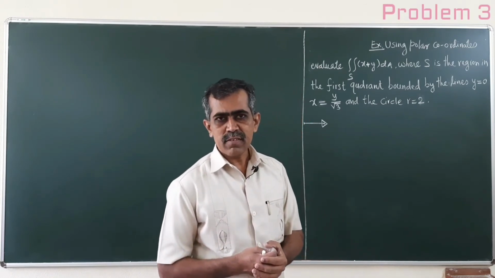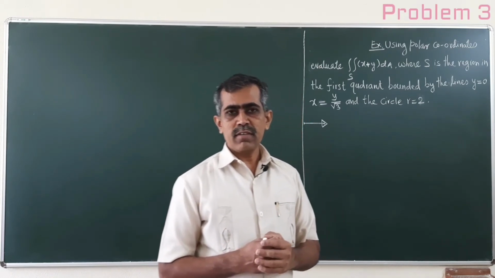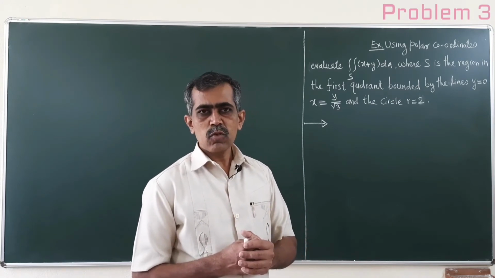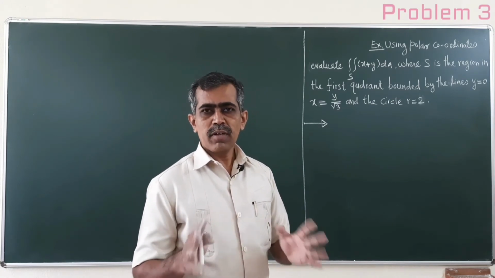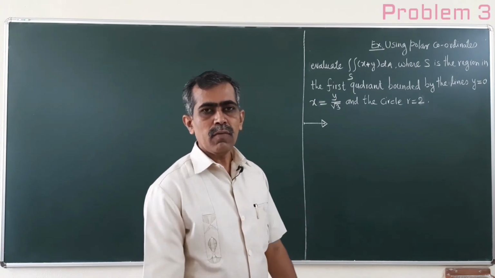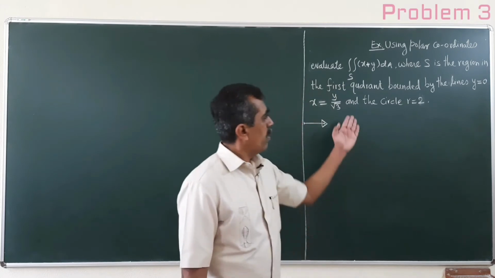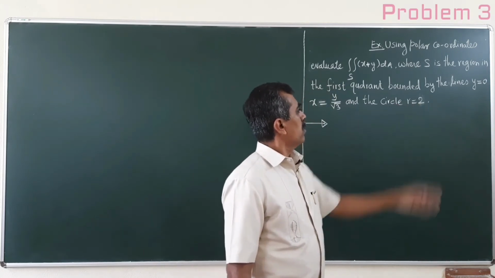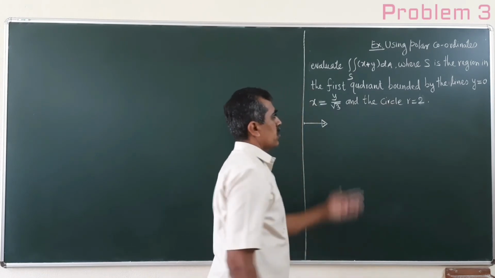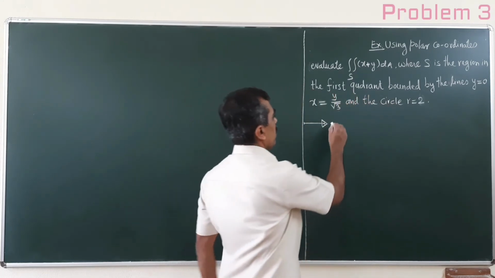R is equal to 2 means x square plus y square is equal to radius square, radius 2, so x square plus y square is equal to 4. So this is what the given integral is. The limits are not given, so first of all we will plot the region.